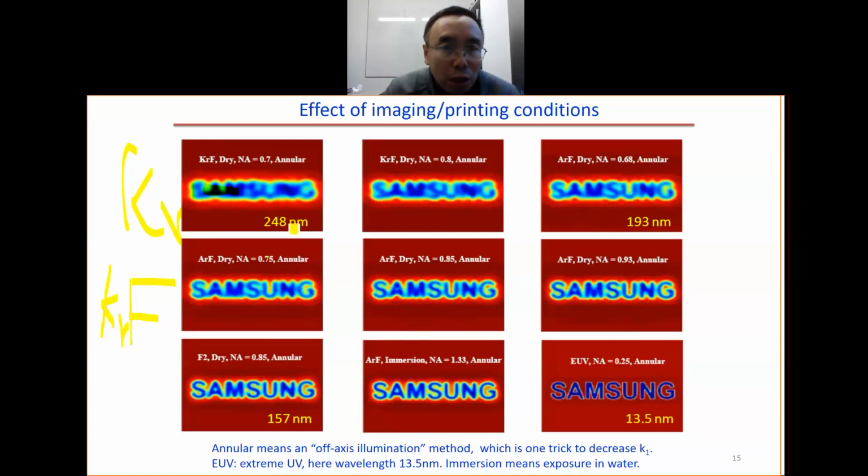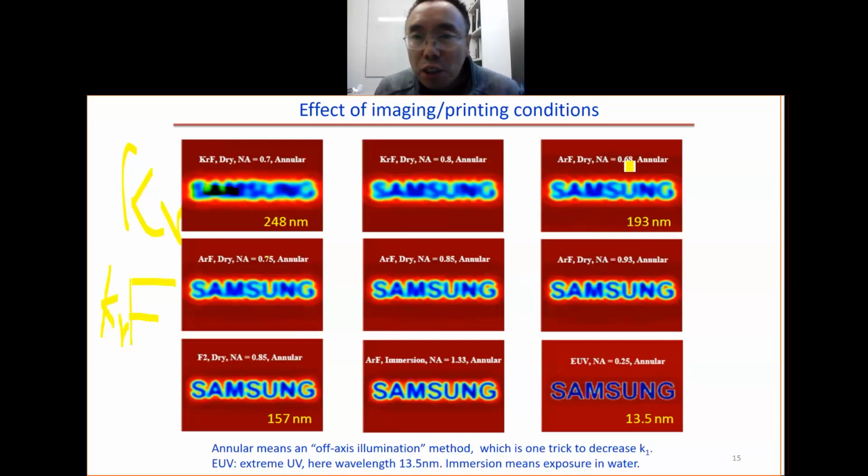This corresponds to the krypton fluoride. So you see it's blurred. The numerical aperture is 0.7. When the numerical aperture becomes 0.8, it's better. So this one is argon fluoride. Shorter wavelengths, you get better resolution.